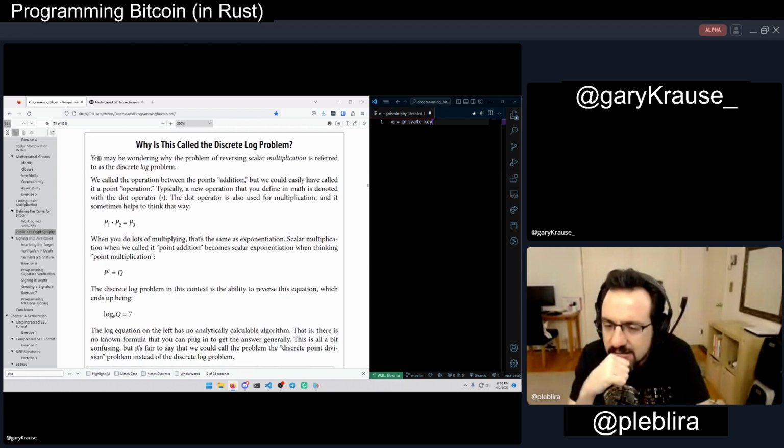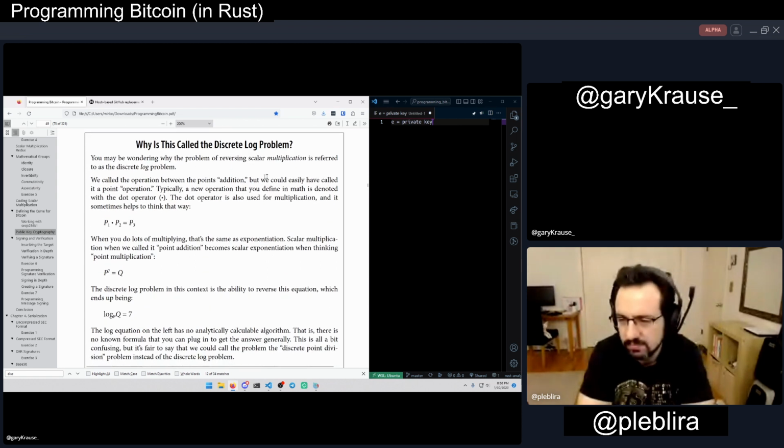So this is the discrete log problem, and it's basically reverse. It's nigh impossible to reverse scalar multiplication without a serious amount of power.